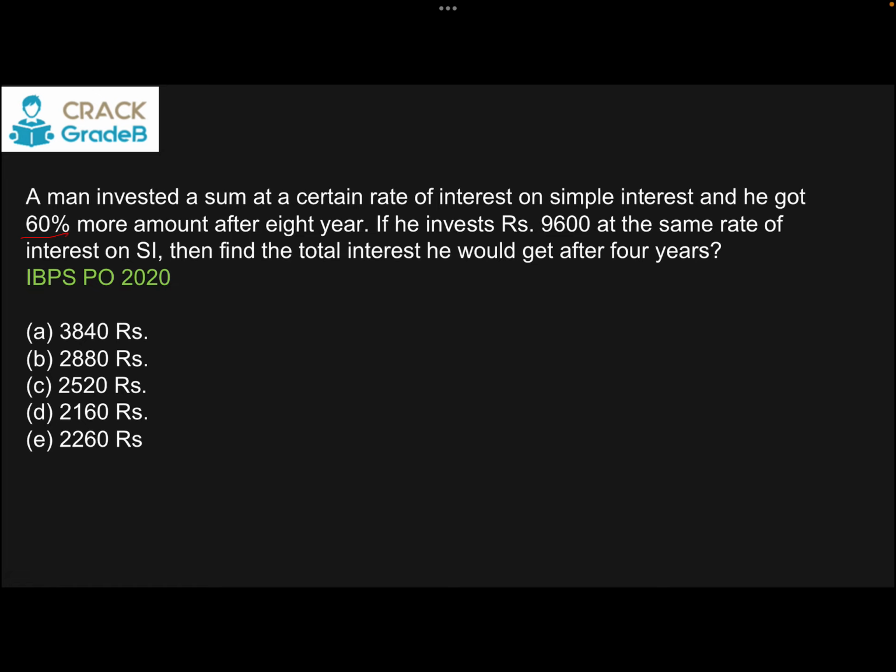So if you are getting 60% more amount, that means if my principal is 100x, the amount we are getting is 60% more. That means 160x. And that means the interest, or simple interest, we got is 60x. Interest is what? Interest is amount minus principal. So this is the interest.